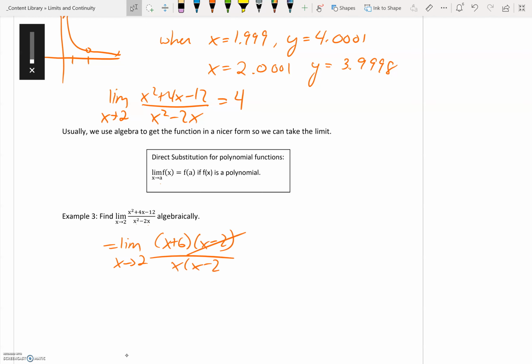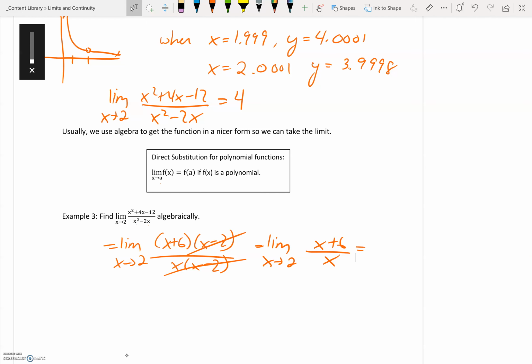And then you can see we can cancel something out here. And then we're going to be left with x plus 6 over x. Notice I'm consistent with my limit and the x approaches 2 at the front of the functions because this is your definition of the limit. You have to have that there or else your notation is wrong and then what you're saying overall is wrong.